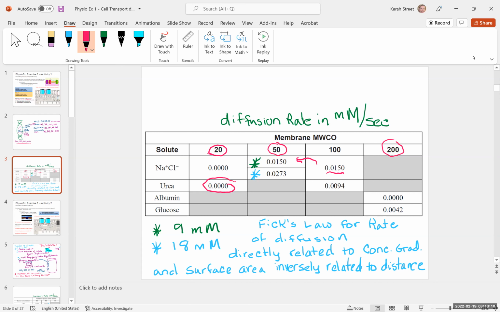Glucose, however, has a molecular weight of 180, and it was able to move through the molecular weight cutoff membrane of 200. After all, 180 is less than 200.